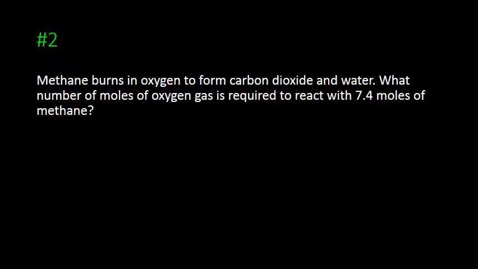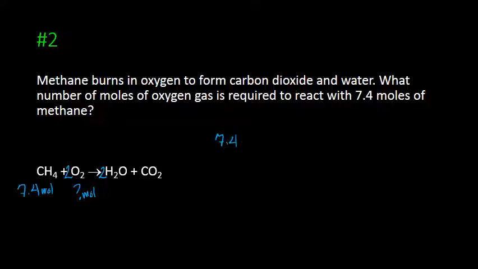There's more. Take a minute, read through this problem, and actually try this one on your own. See if you can do it. Well, first you better balance that equation. Okay, so carbons are good, hydrogens are now good, so put a 2 there. Oxygens are good. We have 7.4 moles of methane, so I like to put that right underneath the substance we have. And it says what moles of oxygen gas is required to completely burn all of the methane. We want all 7.4 moles of methane to go away. Okay, so 7.4 moles of methane.